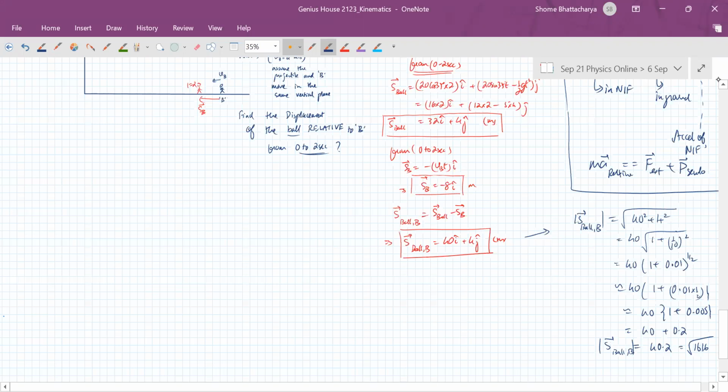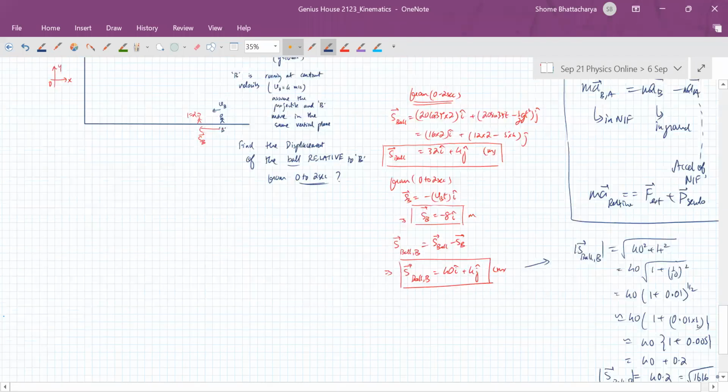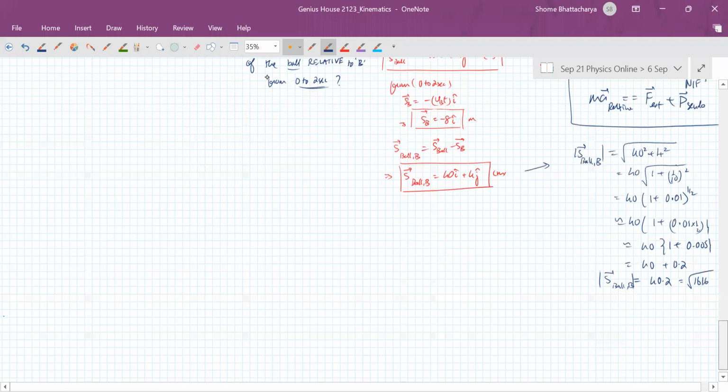Okay. And the acceleration of B is 0, no? Whereas the acceleration of A is g. I mean, the acceleration of the ball is g. Okay, so that's how it works.